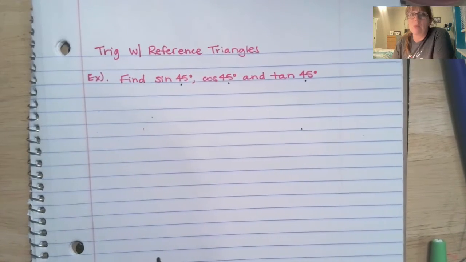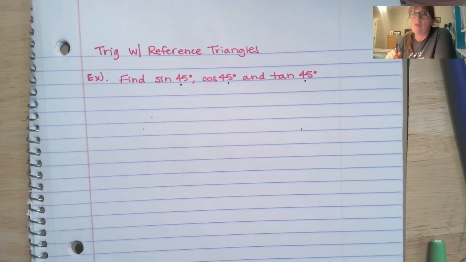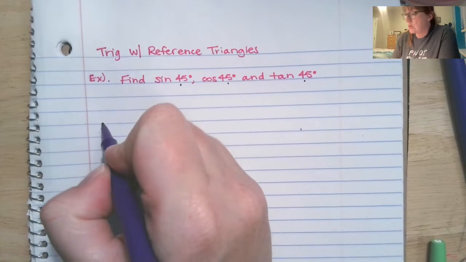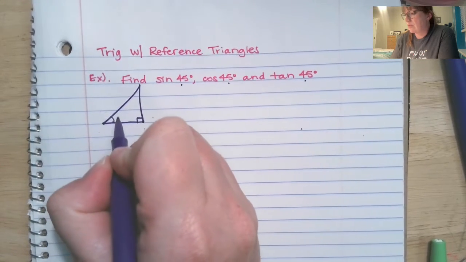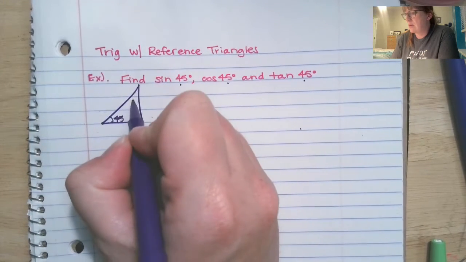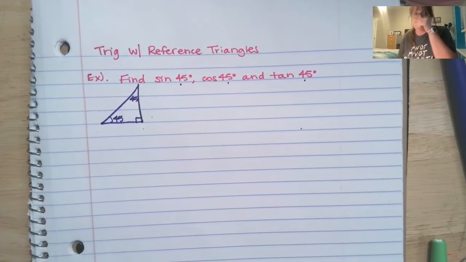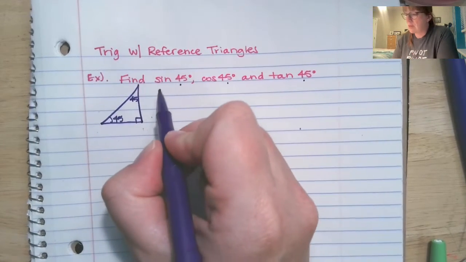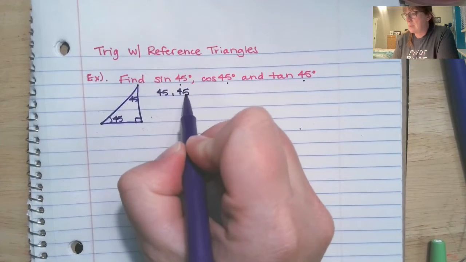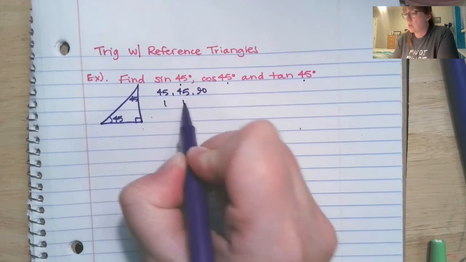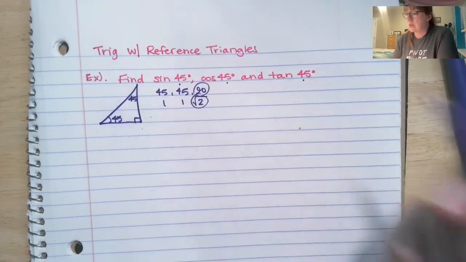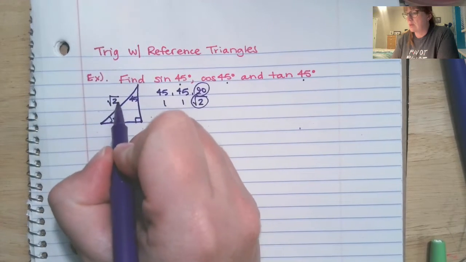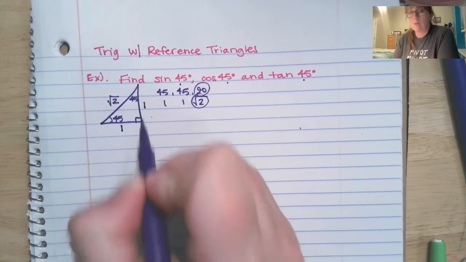We don't know how to do it yet, but we do know how to do anything with a 45, a 30, or a 60. So let's go ahead and make our reference triangle, 45, 45, 90. We remember that a 45-45-90 is a 1, 1, square root of 2. The square root of 2 and the hypotenuse always go together. So we label that one root 2, that one 1, that one 1.